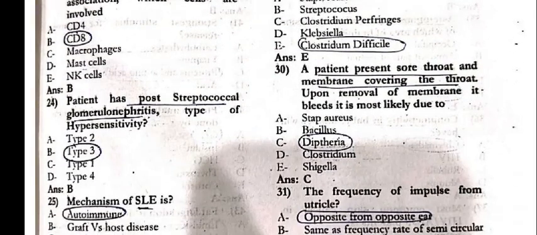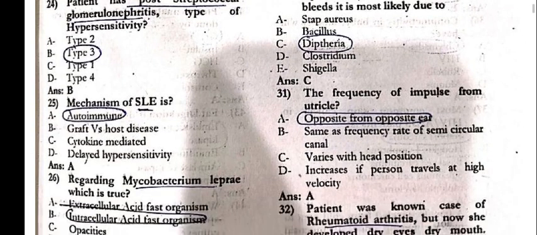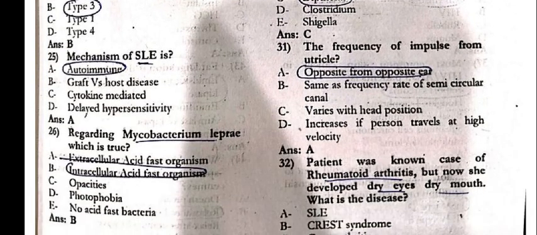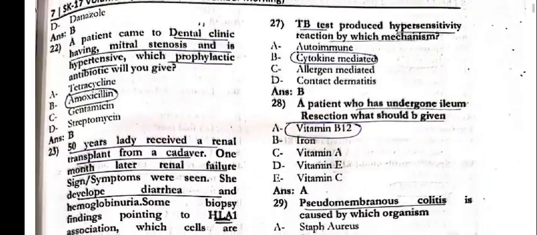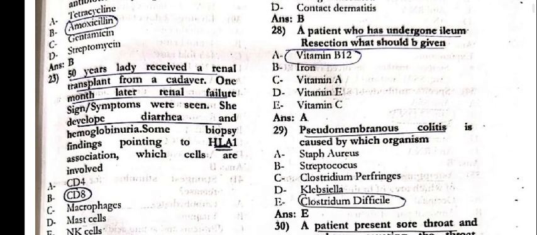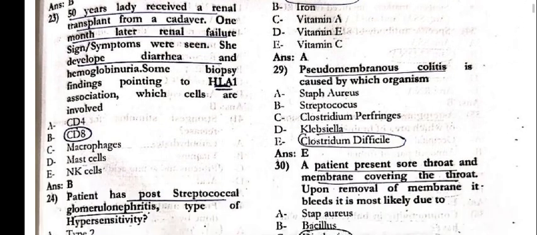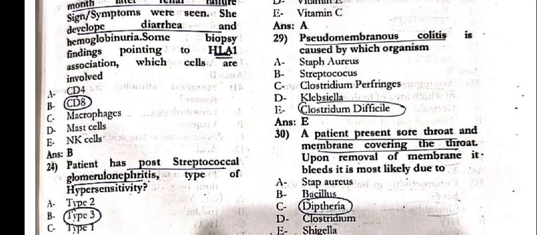Next, 24, the patient has post-streptococcal glomerulonephritis, which is hypersensitivity type 3. Next, 25, the mechanism of SLE is autoimmune. 26, regarding Mycobacterium leprae, which is an intracellular acid fast organism. And next, question number 27, the TB test produced hypersensitivity reaction by which mechanism? That is cytokine mediated. 28, the patient who has undergone ileum resection, what should be given? The vitamin B12.